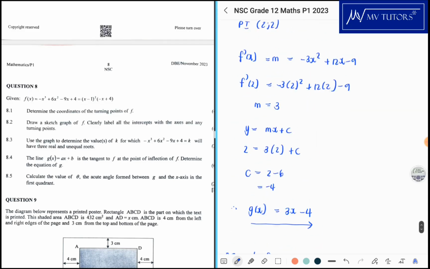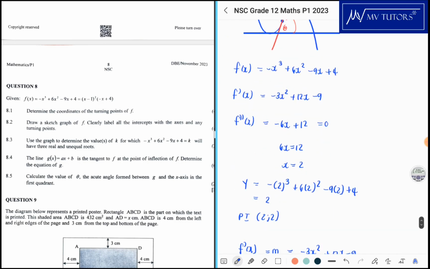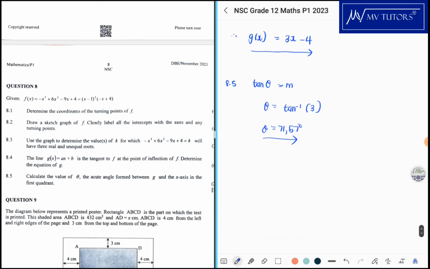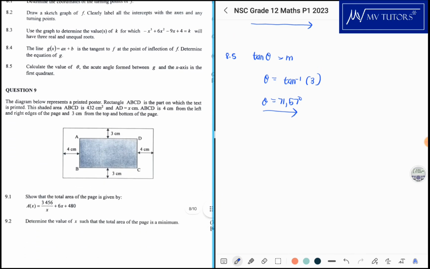And if you look at your graph, you are expecting a value of theta that is close to 90 degrees because it's quite steep. All right, and that's it for question 8. See you at question 9.